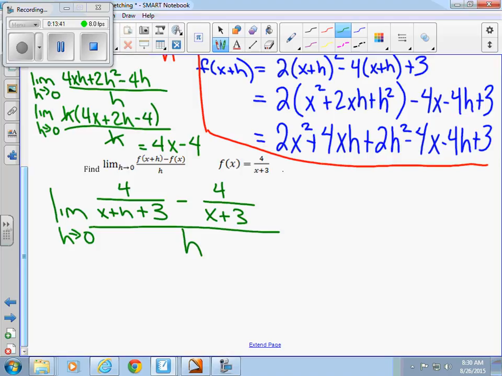How do you do the limit? Try plugging in 0. If you do, you get 0 over 0, which means there's more work to do. Just glancing at it, what technique do you think you'd go for? Common denominator. I've got fractions, so it seems logical. It's a yucky common denominator because they both need each other's denominator. Just remember you cannot add something to a denominator, you have to multiply. This one needs an x plus 3, and this one needs an x plus h plus 3.